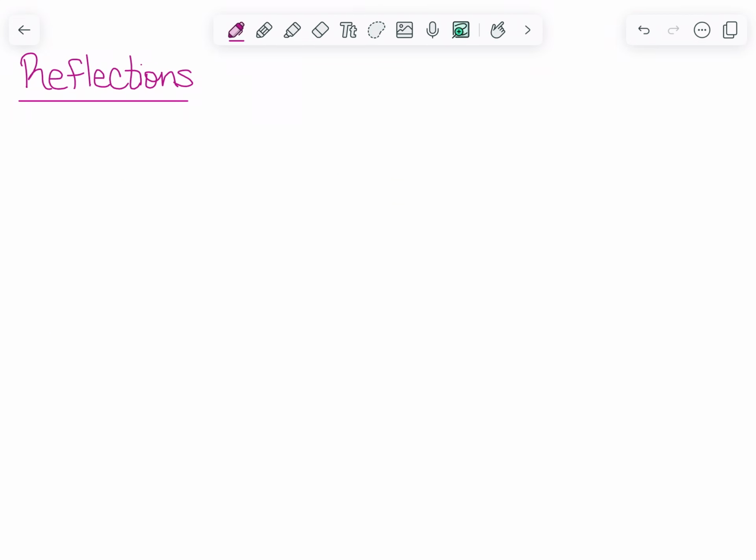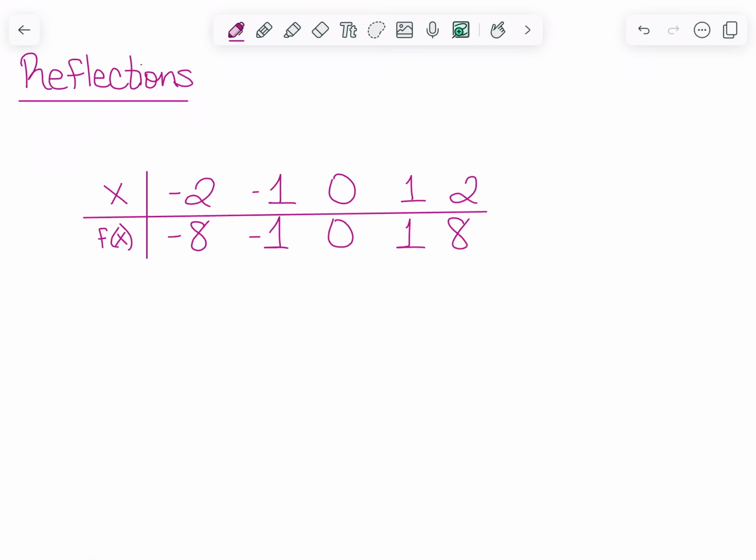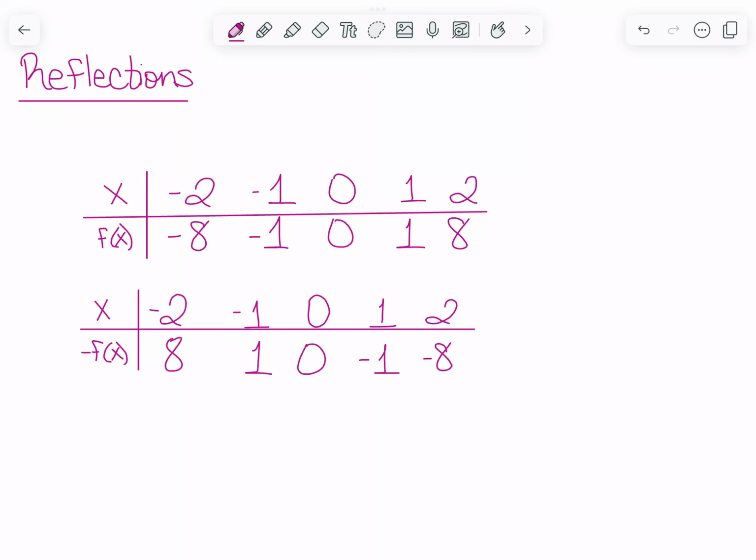When looking at a table, how we proceed depends on the type of reflection being considered. As an example, let's consider this table here. The first thing I want to do is try to find a table for negative f of x. Since the negative is on the outside of the f of x, that tells me we're changing the output row. So my input row will stay the same. But for the output row, we need to change the signs. So my new output row would be 8, 1, 0, negative 1, 8.